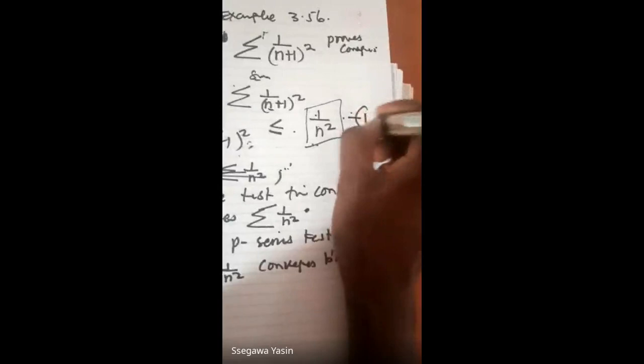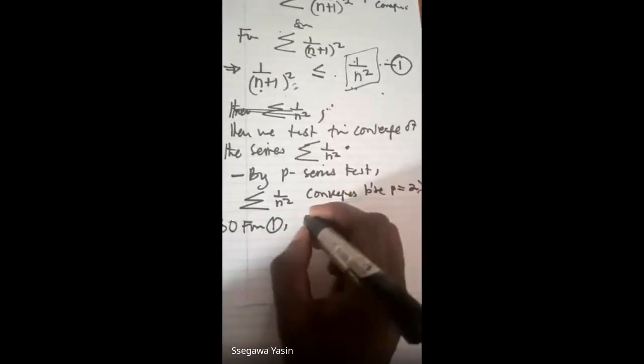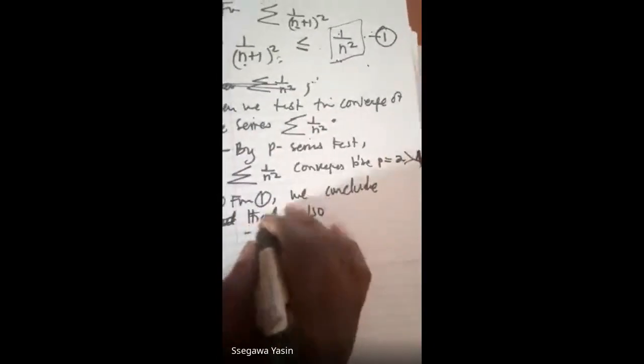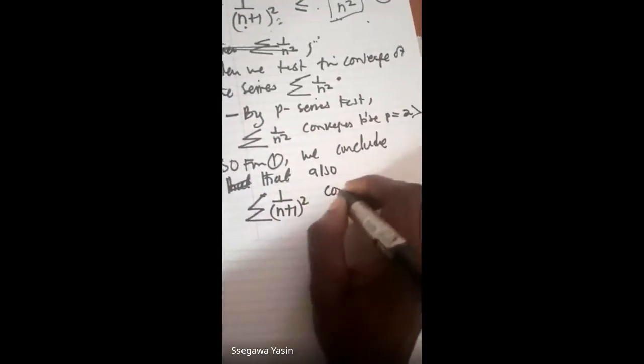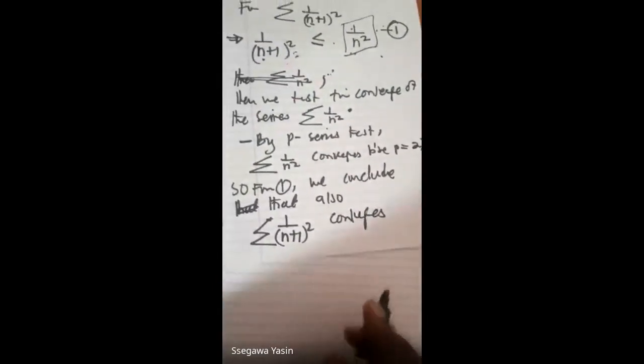So if we call this one equation 1, from 1 we conclude that also the other series we started with converges. So this is the thing.